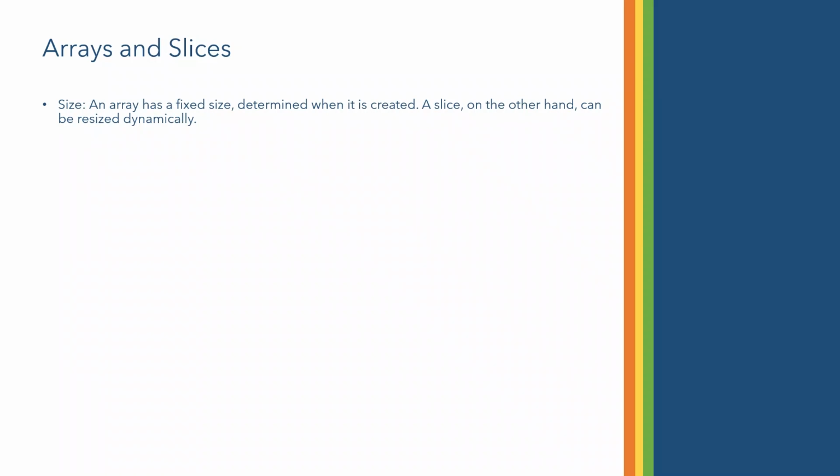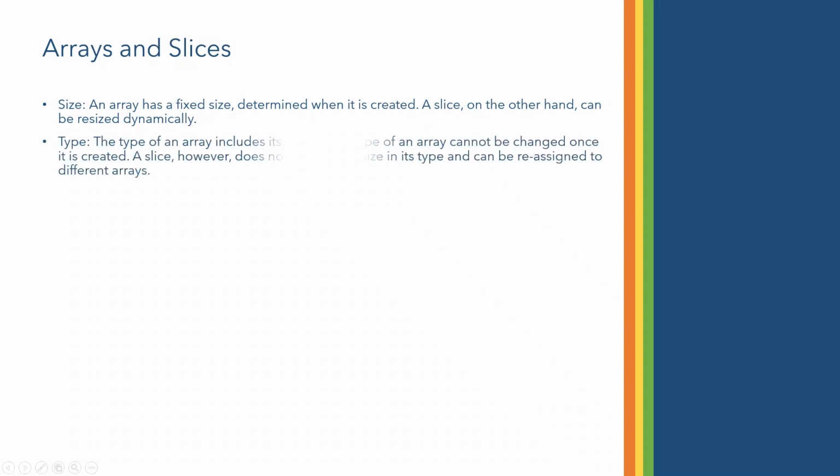Arrays and slices, we'll see the differences in terms of size. An array has a fixed size determined when it is created. A slice, on the other hand, can be resized dynamically. Type. The type of an array includes its size, so the type of an array cannot be changed once it is created. A slice, however, does not include the size in its type and can be reassigned to a different array.